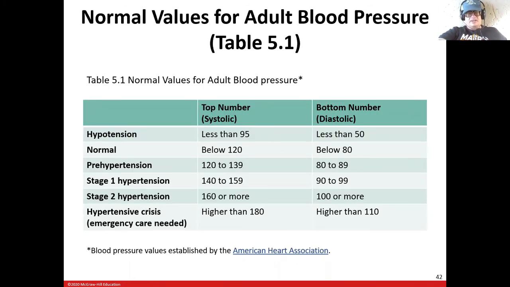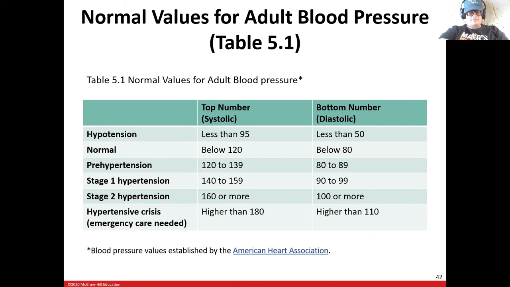All right, so here we have a table. I recommend knowing the numbers. What's hypotension? What's hypertension? And there are actually stages of hypertension. Having too high of a blood pressure is really bad. It can lead to COPD, congestive obstructive pulmonary disorder.